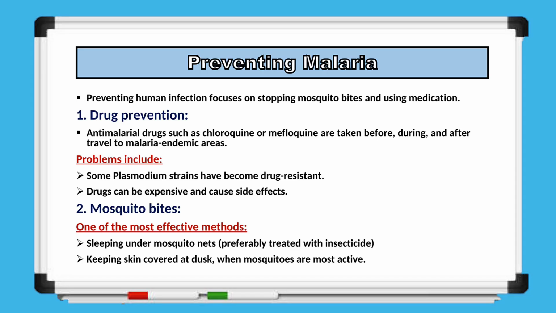Another key method is preventing mosquito bites, which is one of the most effective ways to stop infection. This includes sleeping under mosquito nets, ideally treated with insecticide, and keeping the skin covered during dusk, when mosquitoes are most active.